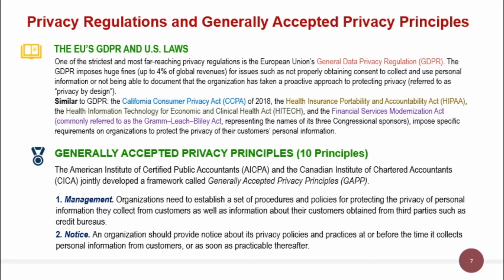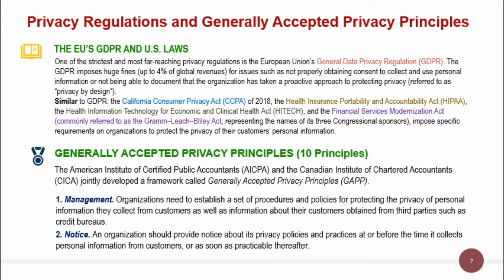And similar to GDPR is CCPA, the California Consumer Privacy Act, from 2018, and also HIPAA and HITECH. There is also a bill about imposing specific requirements on organizations to protect the privacy of customer personal information. And then the Generally Accepted Privacy Principles, there are 10 principles.